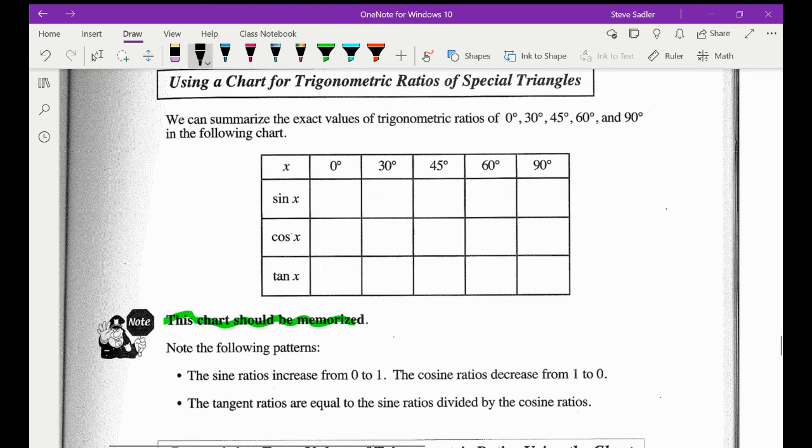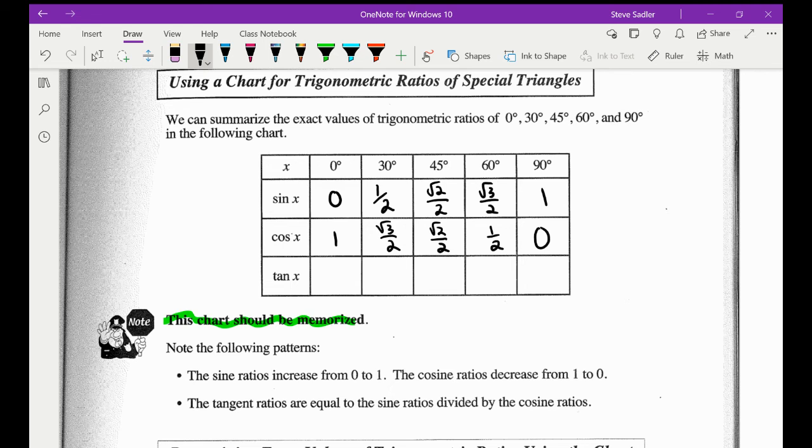So we know that from our previous page, we have actually filled all of these out. We know sine of 0 is 0, sine of 30 is 1/2, sine of 45 is root 2 over 2, 60 is root 3 over 2, and sine of 90 is 1. Cos is the opposite direction. So cos of 0 is 1. Cos of 30 is root 3 over 2, and then it's the same root 2 over 2, and then 1/2 and 0.